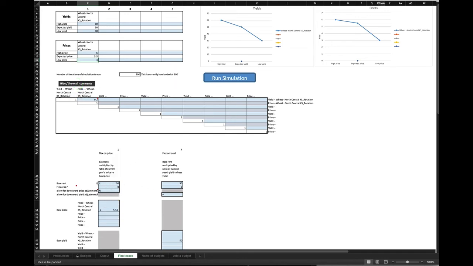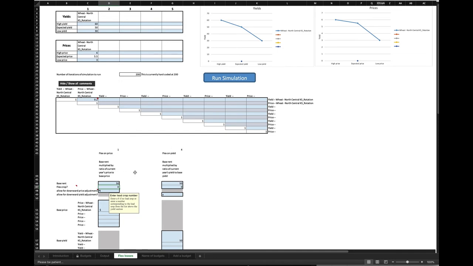But again, you can see, if you're going to flex on price or flex on yield, you basically put in what the base rent is, and then there's a couple ways you can go about doing the flexing. You can either have a lead crop, or you can look at all crops together. If you want a lead crop, you would specify the number from up here at the top. Otherwise, put a 0 in it. We'll look at all crops together here.